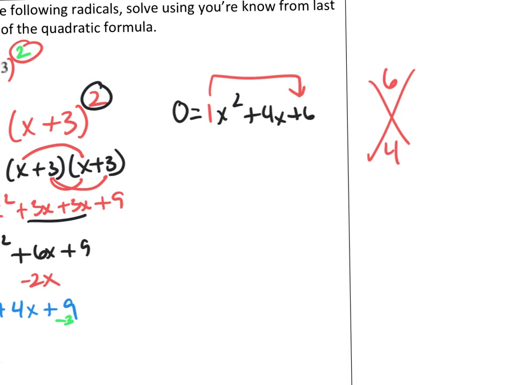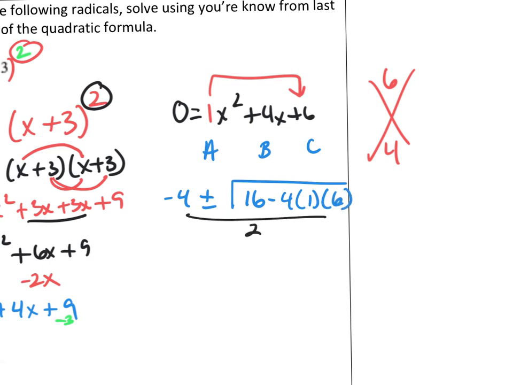So looking at the quadratic formula, my a value is 1, my b value is 4, and my c value is 6. So negative b plus or minus the square root of b squared minus 4ac all over twice a, which would be 2 times 1. As always, I want to solve inside my radical first to give you negative 4 plus or minus the square root. You have negative 4 times 1 would be negative 4 times 6 would be negative 24 all over 2.